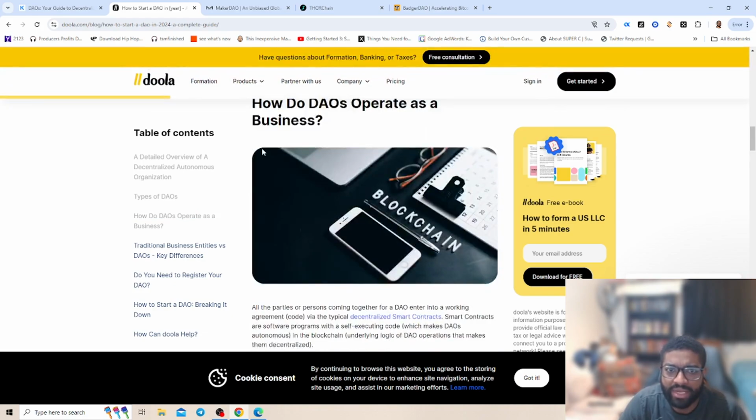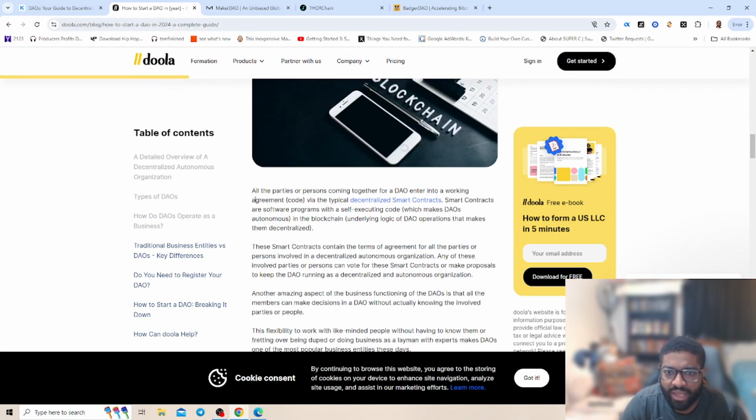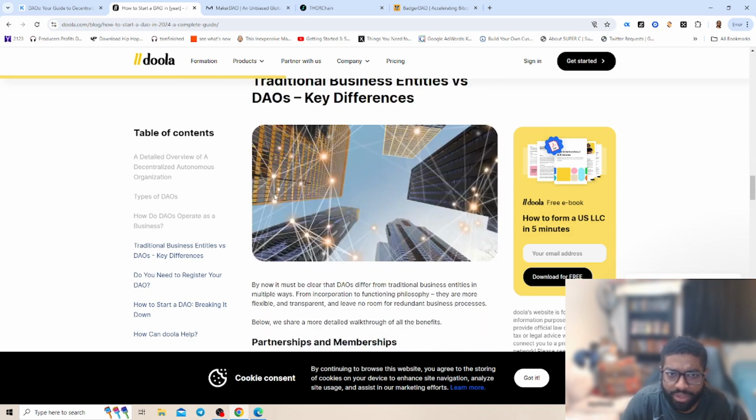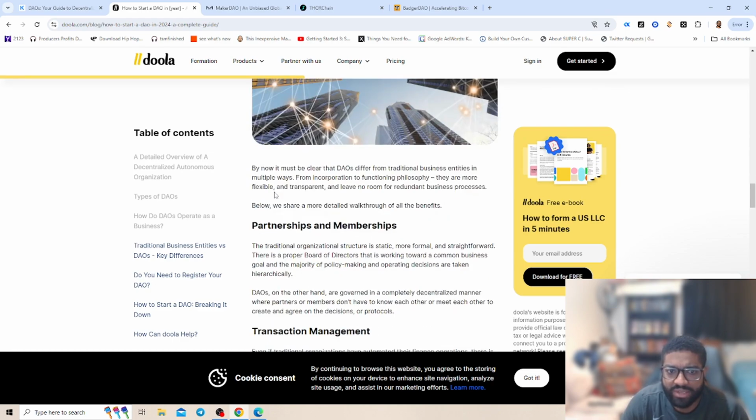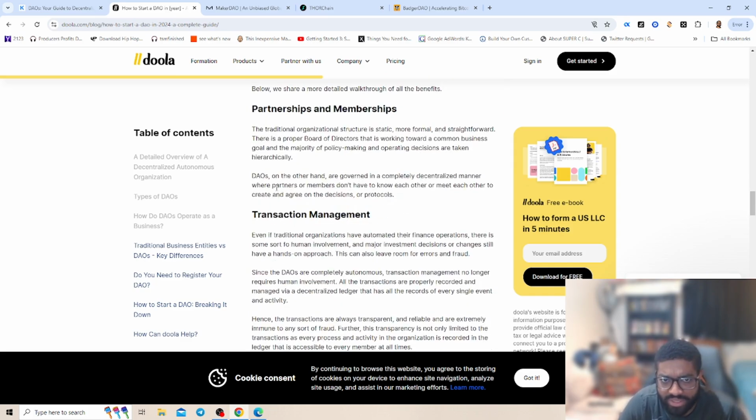So how do DAOs operate as a business? DAOs enter working agreements via decentralized smart contracts or software programs with self-executing code. We'll scroll down just a little bit. Traditional business entities versus DAOs, and key differences. By now, it must be clear that DAOs differ from traditional businesses in multiple ways. Below, we shared a more detailed walkthrough of all the benefits, partnerships, and memberships.